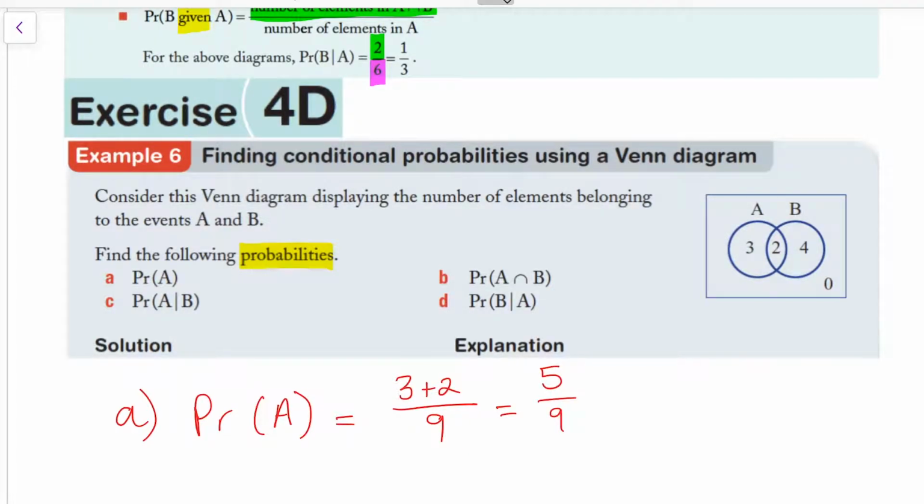So can you see where I got the 3 and the 2 from? Because it's including that intersection, so that stuff that is in B as well as the A. That's the probability of A.